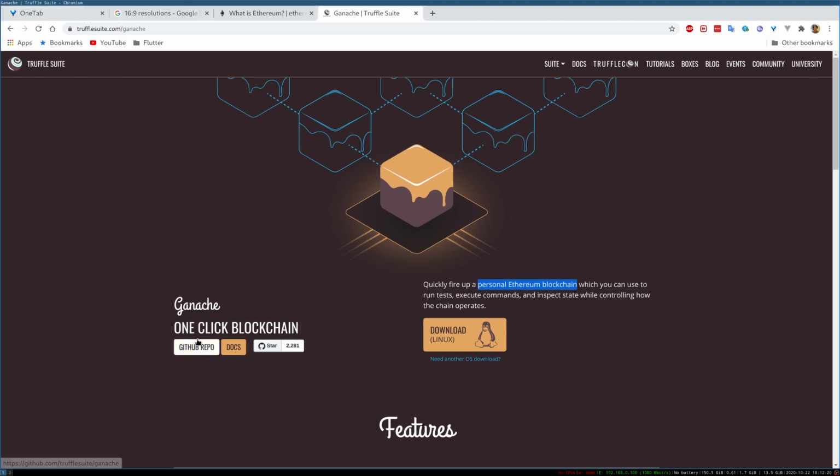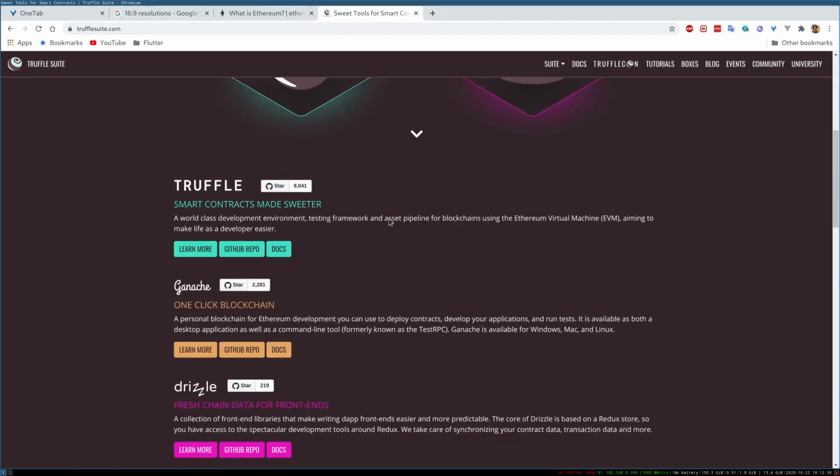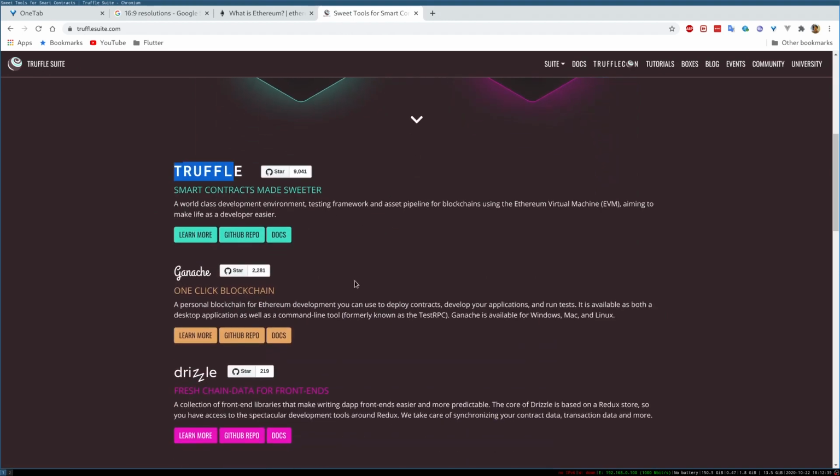And Truffle and Ganache. So Truffle is actually a bunch of tools, right? We have the environment, and we have Ganache, which is another project for setting up your own blockchain. Before this, you could develop on the smart contract by connecting to one of the testnets. So there are different blockchains.